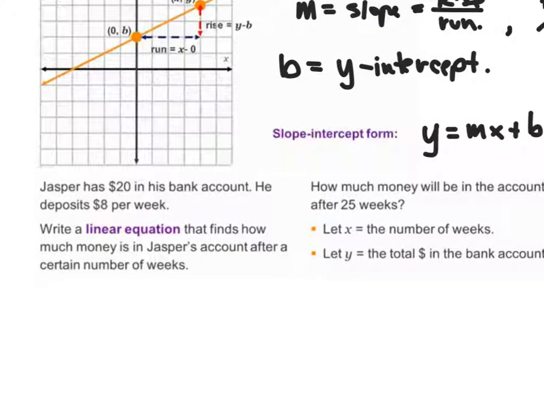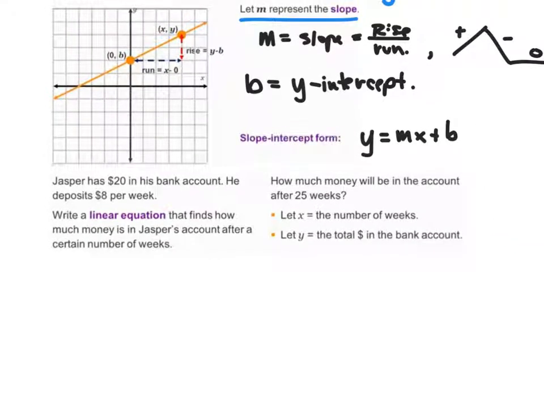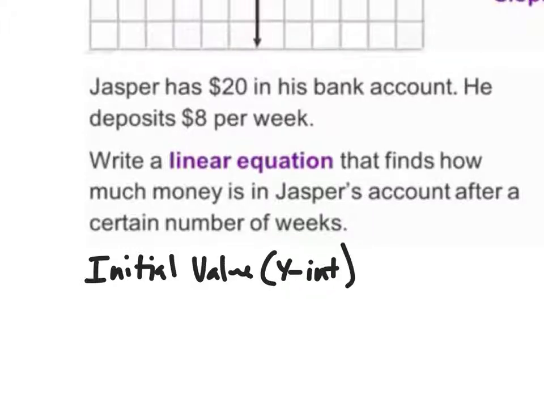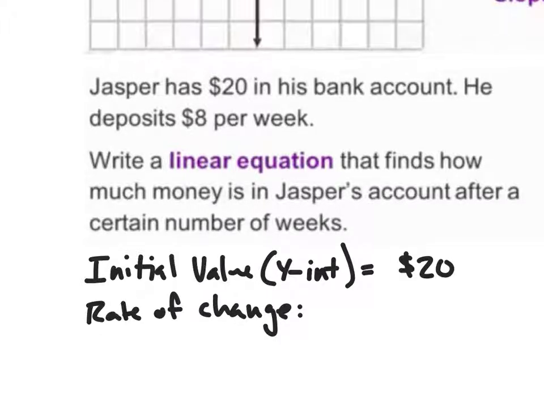All right, so let's take a look at this problem down here. Jasper has $20 in his bank account. He deposits $8 per week. So here's what I've got. My initial value is the same thing as my y-intercept. So initial value, same thing as your y-intercept, is $20 in the bank. And then the rate of change, which is also my slope, is going to be $8, and I know this, $8 per week, because it gives me this rate, $8 per week.